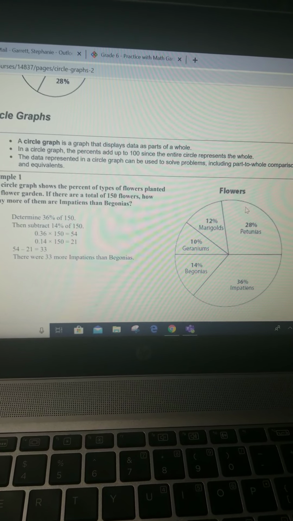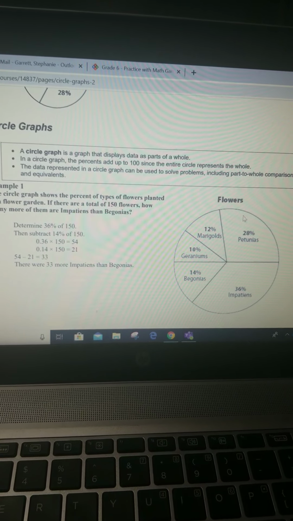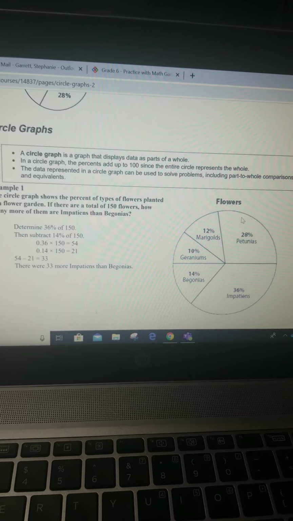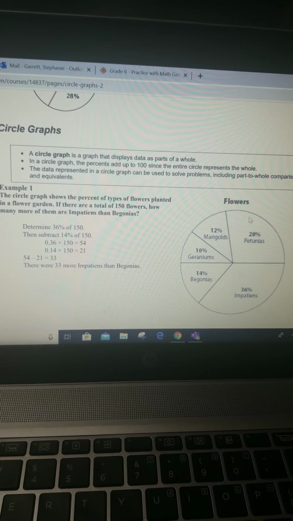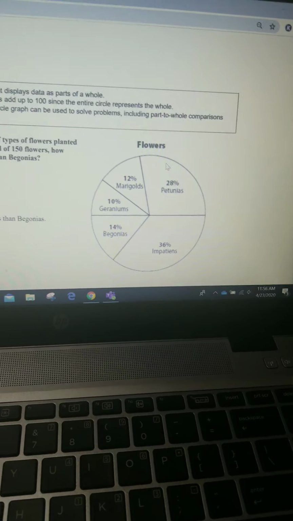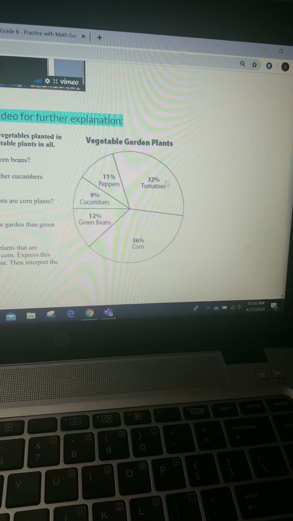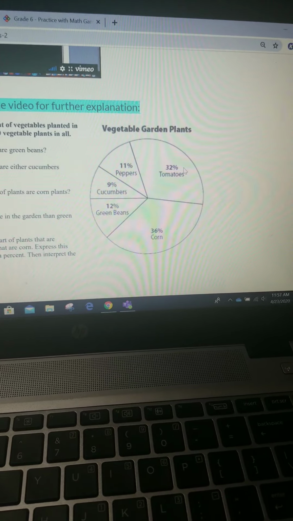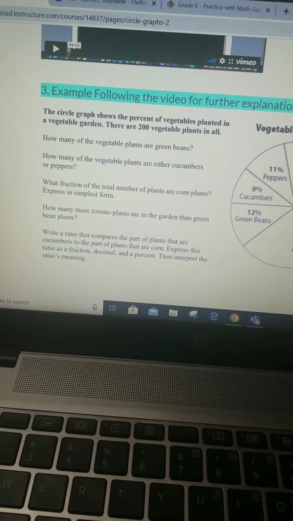The data represented in a circle graph can be used to solve problems including part-to-whole comparisons and equivalence. The word equivalence means equal parts. So we're going to use this little circle graph that talks about vegetable garden plants for now, and we're going to answer various types of questions.